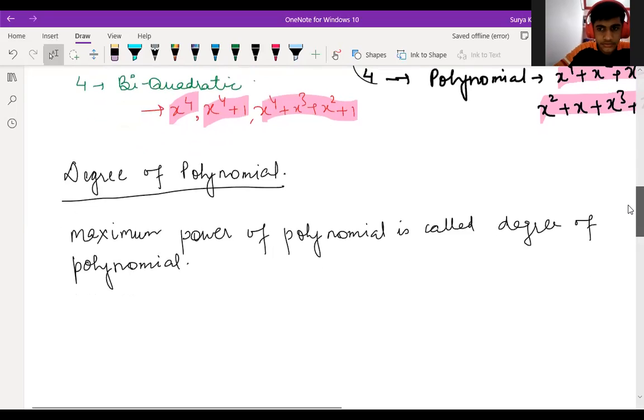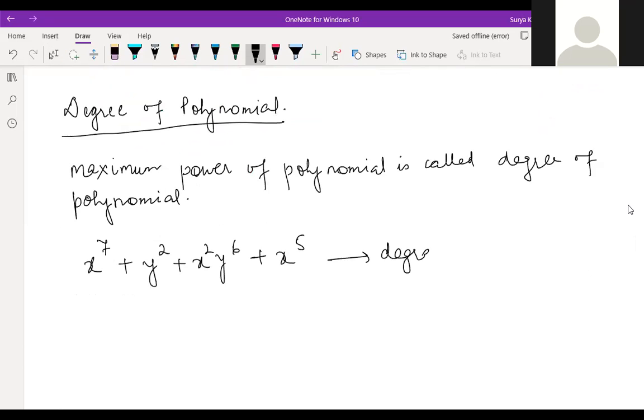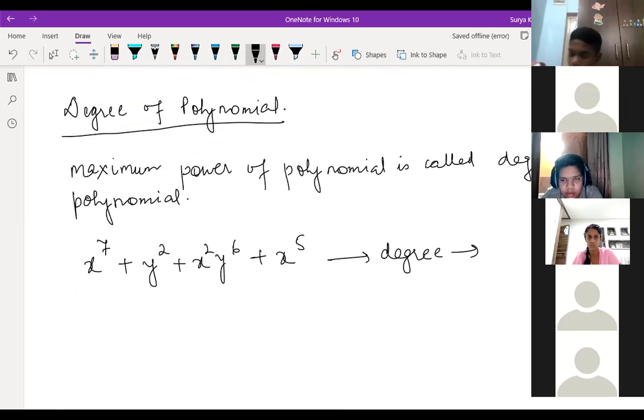Suppose I'm writing here x to the power 7 plus y to the power 2 plus x square y to the power 6 plus x to the power 5. What is the degree of this polynomial, children? Who will tell me?